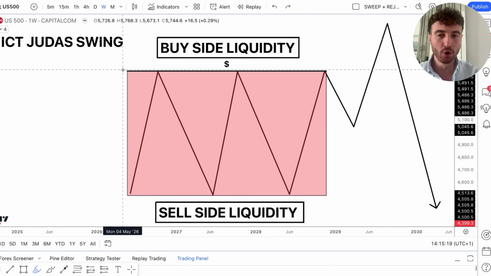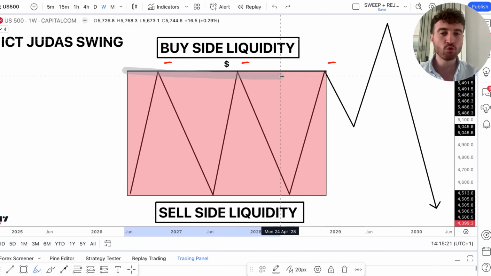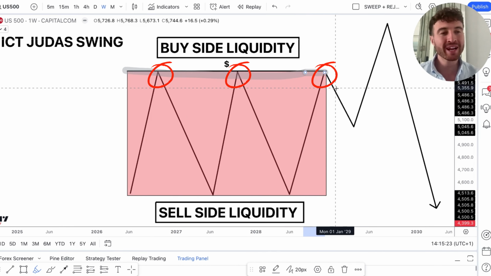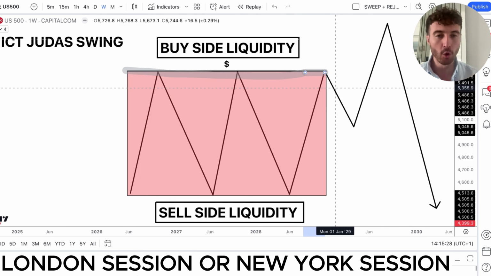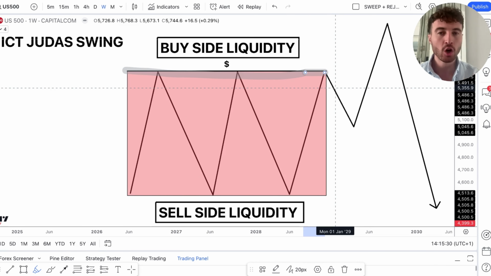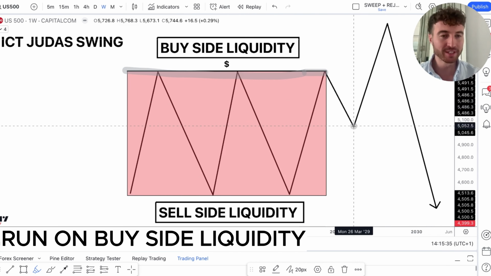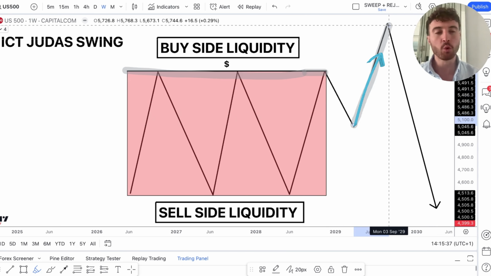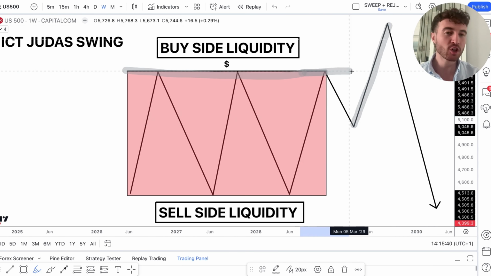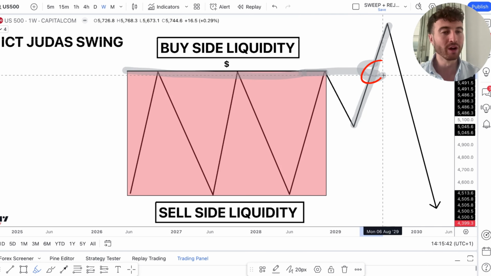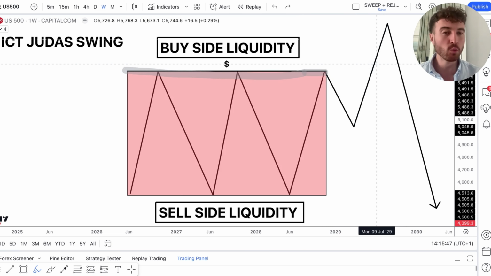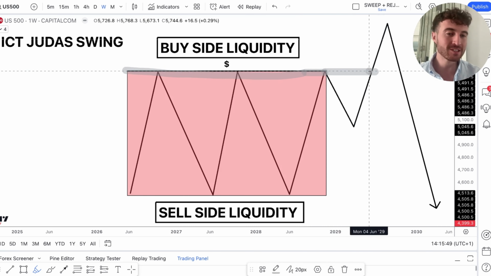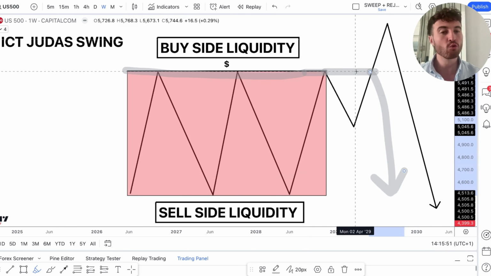So if, for example, we have a range high right here, during a kill zone, so for example, during the London session or the New York session, we see a run on liquidity. For example, we see a run on buy-side liquidity right here. Because what you find happens is when price comes back up to this area right here, traders think that this is resistance. So traders actually want to sell into this resistance right here.